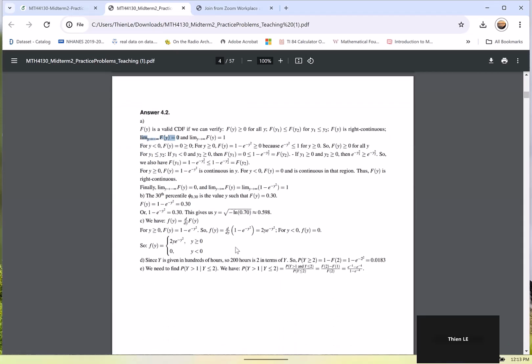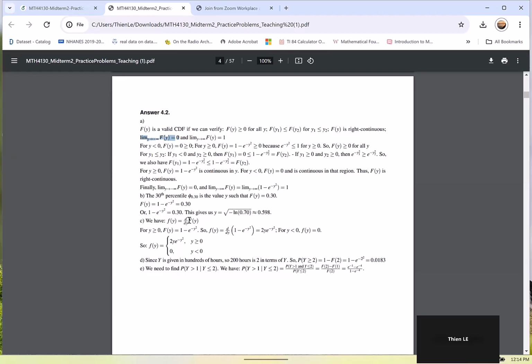And then for the PDF function, it's easy because it's basically nothing else than the derivative of the CDF, right? This is the way we define the PDF function for a continuous random variable. So with that, you can just take a derivative for the part of y greater than or equal to 0, and it gives you 2y e to the negative y square, I'm sorry, negative y square. And 0 for the rest, right? When y less than 0.